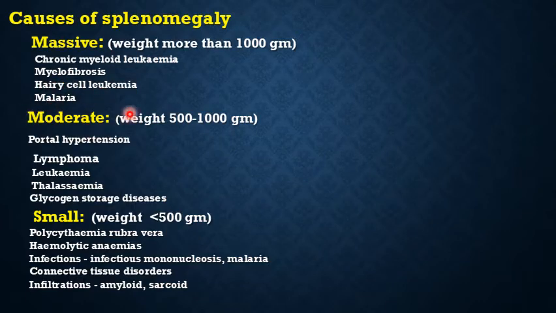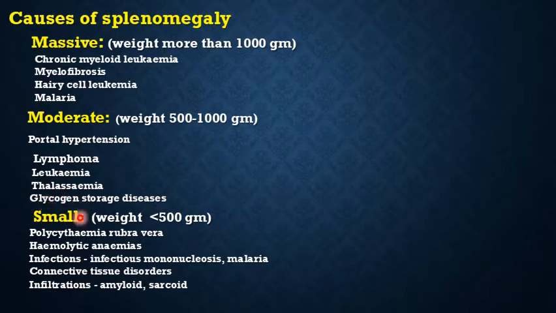In moderate splenomegaly, the patient has portal hypertension, where the pressure in the portal circulation is increased, such as in patients with liver cirrhosis. For any reason of liver cirrhosis, we don't want to get into this topic because you will take it next year. Or in case of lymphoma, any case of lymphoma might lead to moderate splenomegaly, leukemia also, thalassemia also, and glycogen storage disease.